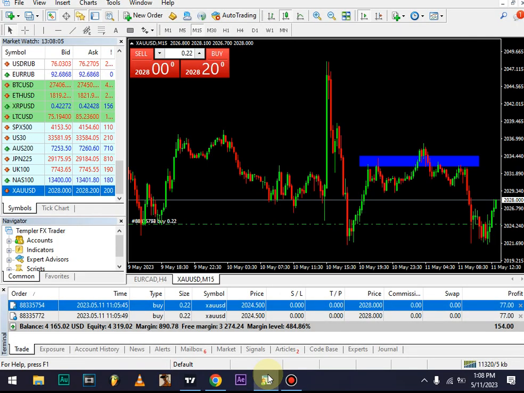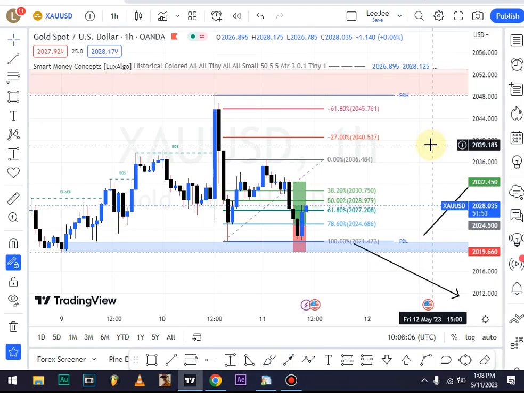$154 gain. So today this is intraday trading, or day trading, as you can call it, whatever. Just to show you that it's not always about the 10 pips. Behind the scenes, this is what I usually do. I go for more than 10 pips. But the episodes about the 10 pips, I've been doing that for YouTube, you know.